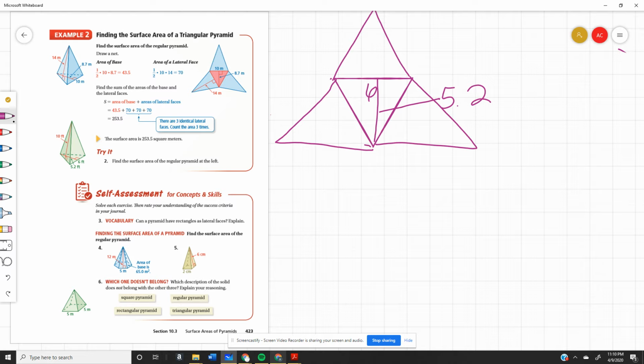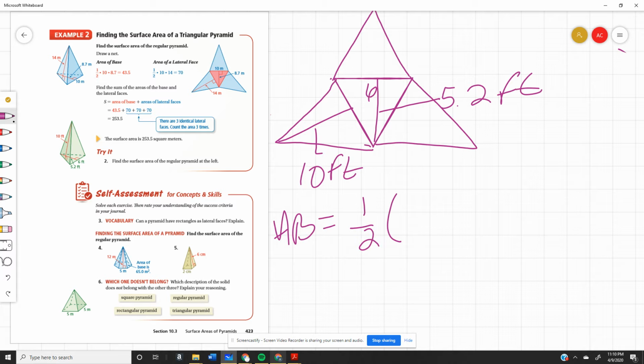Okay, so on this one, it has the same base of 6, but we have a slant height here of 10 feet. And these are all in feet. So let's start by finding the area of the base, which is going to be 1/2 times the base, which is 6, times the height, which is 5.2.